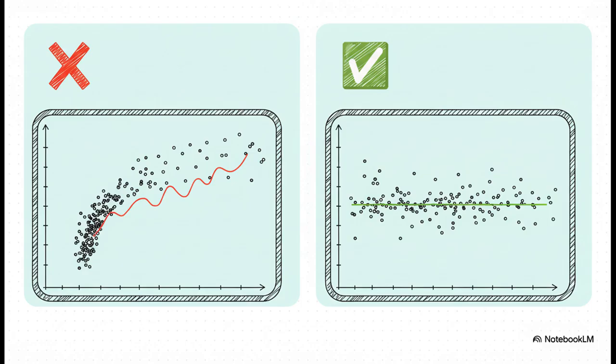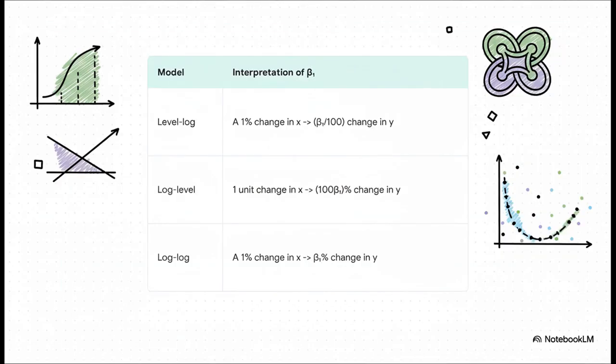But look at the right. All we did was take the natural log of the MPG, and, like magic, the problem is gone. We're left with this nice, clean, even band of errors, which tells us we've got a much, much better model. Now, when you transform your variables, it does change how you interpret the results. But don't worry, this table is basically your decoder ring.